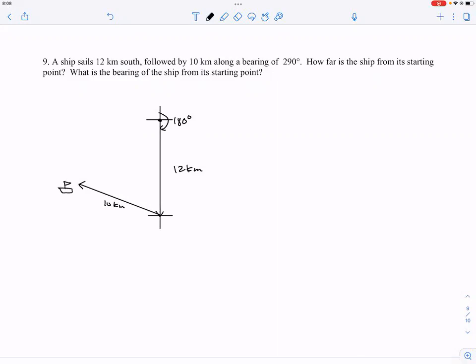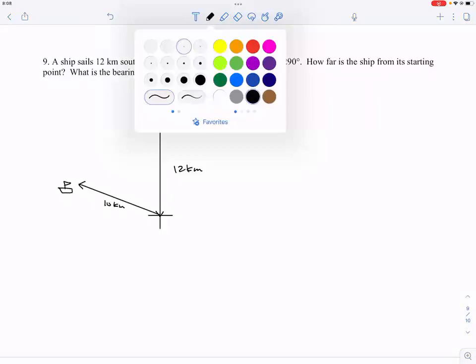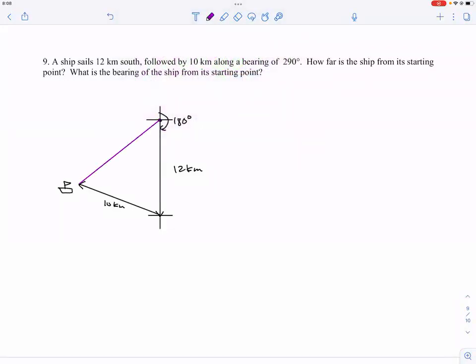And how far is the ship from its starting point? What's the bearing of the ship from its starting point? So the question is this. First, what is the distance? How many kilometers between these two positions? And second, if you are facing north, facing 0 degrees, what degree would you turn to so that you can see your boat? At what degree would you face so that you can see the new position of the ship?